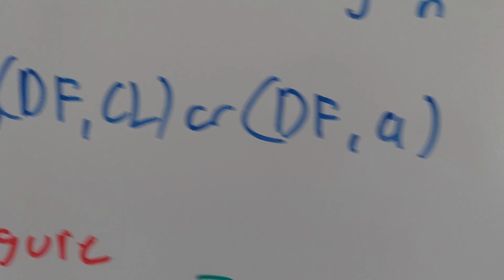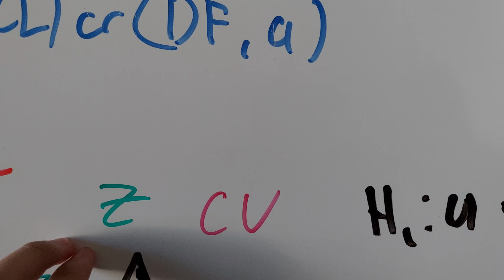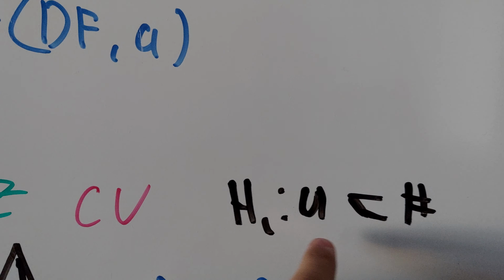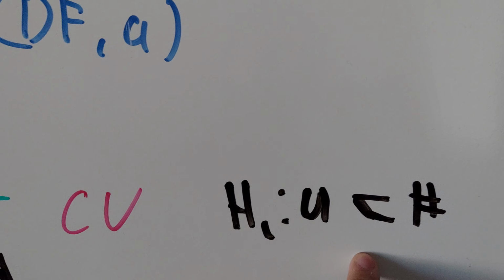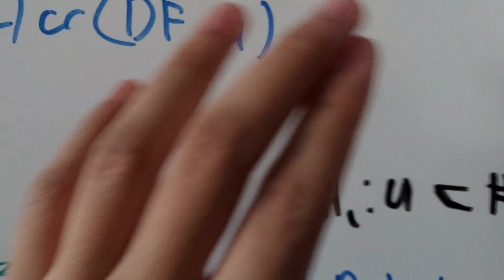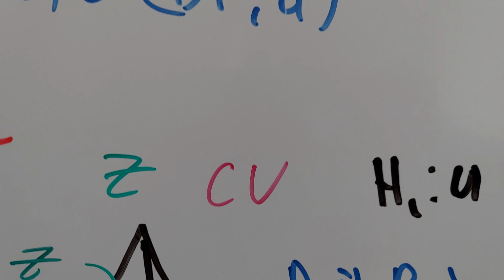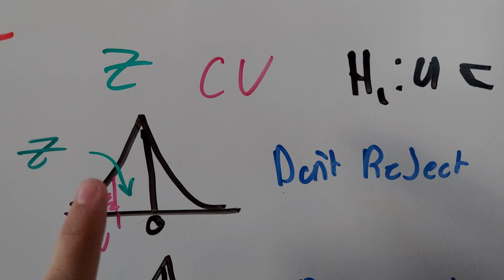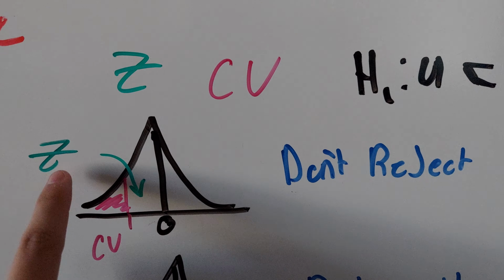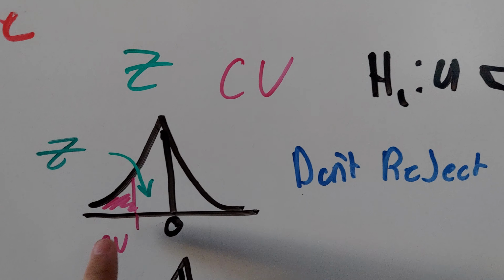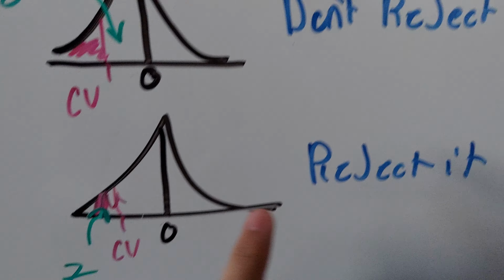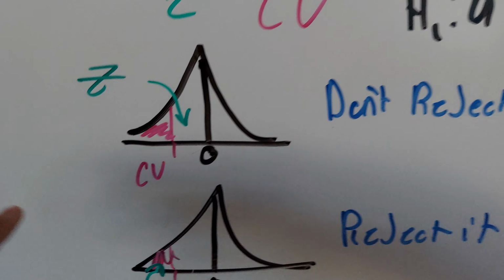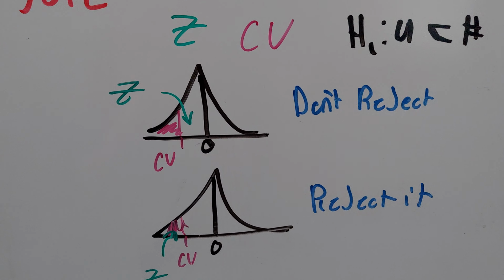So, over here, I'm going to be using green for z and pink for critical value. And I'm going to be using H1: u is less than the number, which means our shaded region is going to be on the left. So the way we don't reject it is if we get a critical value and put it on the left here where we think it is, and we put it on the z. And if the z is in the outside region, we don't reject it. But if z is inside the shaded region of critical value, we reject it.